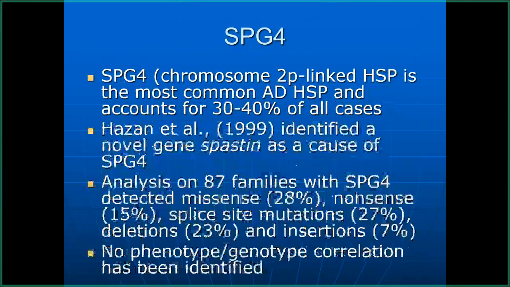So SPG4 again is linked to the short arm of chromosome 2. It accounts probably for about 30-40% of all HSPs. Camille Hazan discovered the gene, which is called spastin, and most patients have missense, nonsense, splice site mutations, deletions, insertions. So it's really very variable. So you need to really sequence the gene.